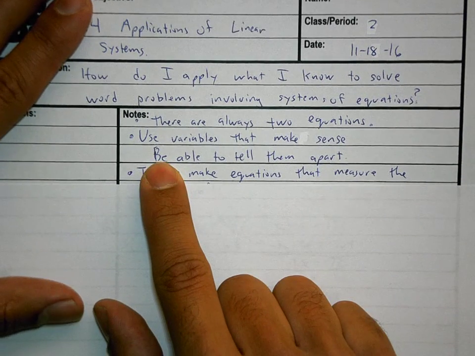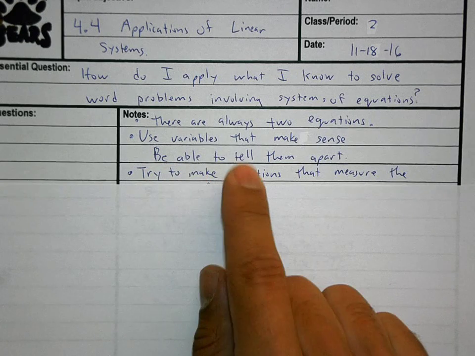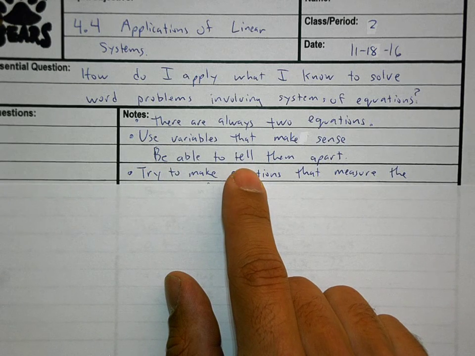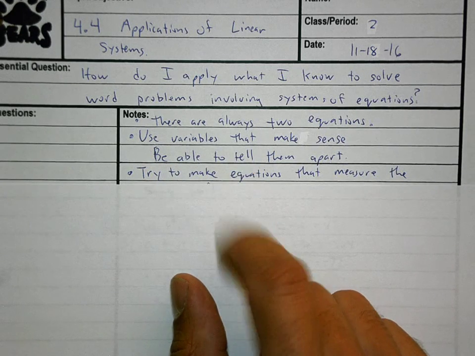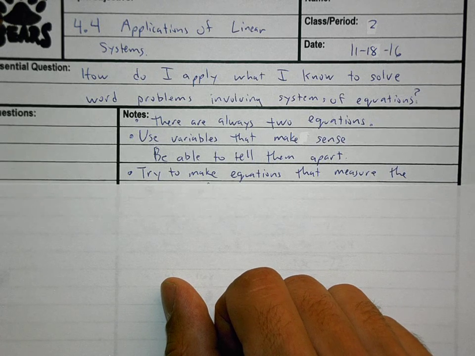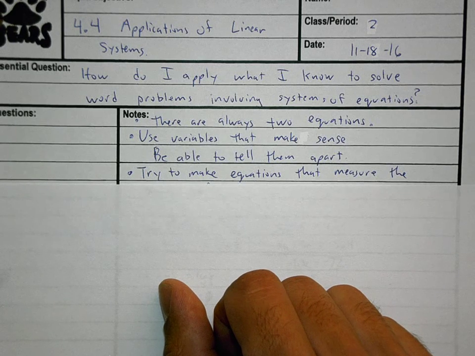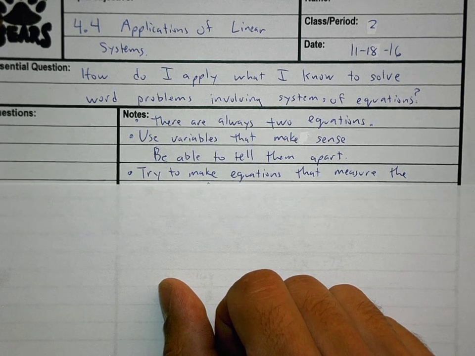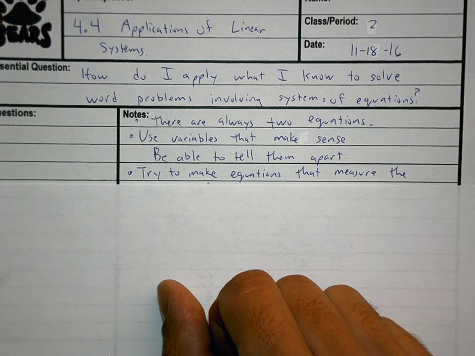Basically, be able to tell the two variables apart from each other. Sometimes you're going to need to do a smaller number and a larger number. Don't use X and Y. If I want to know what's the smaller number, what's the larger number, use S for smaller and L for larger. That will help you.